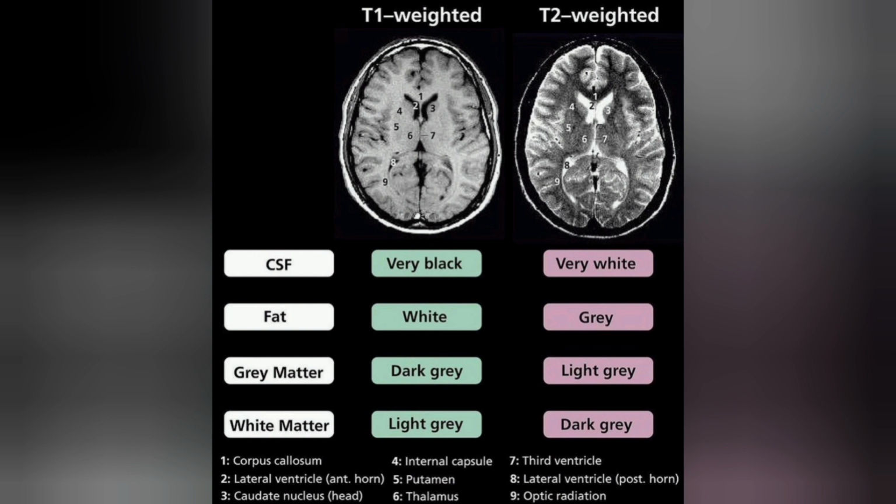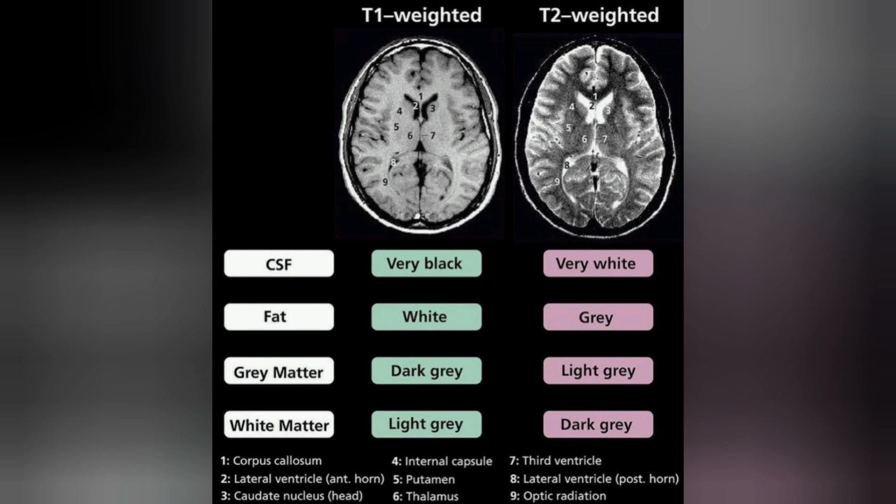T1 is good for anatomy, for bone marrow, meniscus, and gadolinium contrast is used in T1. T2 is better for water, which is hyperintense, and shows pathology. Most pathologies have high water content, so they will be T2 positive.